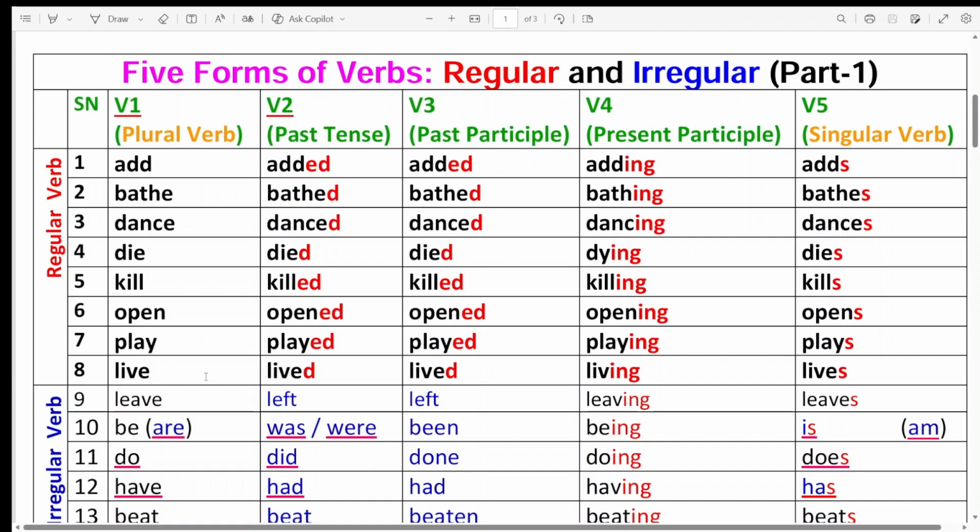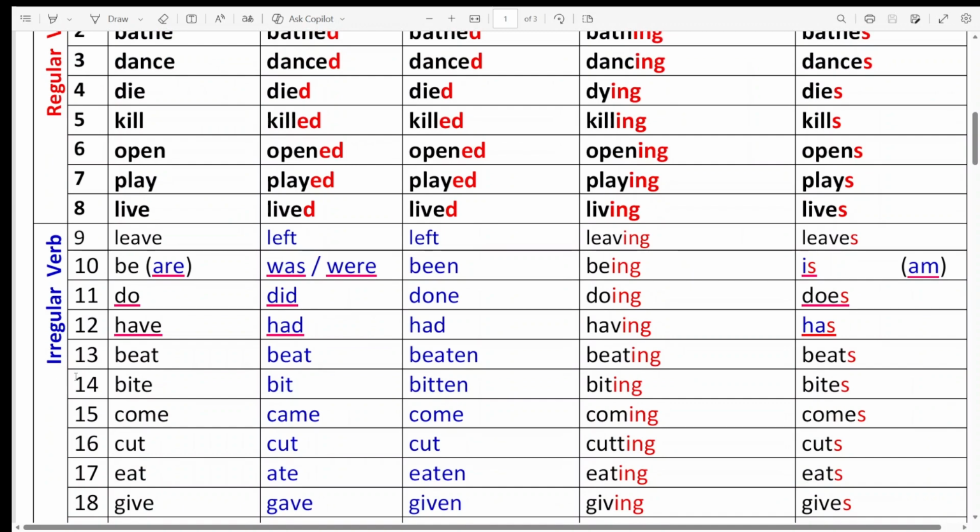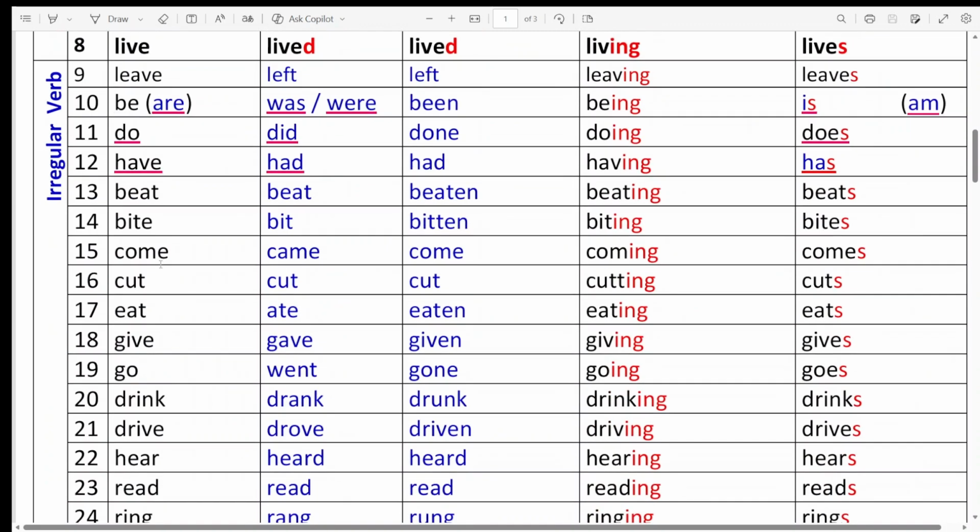Likewise, live, and its V4 is living. And so it is with the irregular verbs. All the irregular verbs too have ing at the end. Means they end in ing in V4. Like you see here, all the irregular verb list and they end in ing in V4.